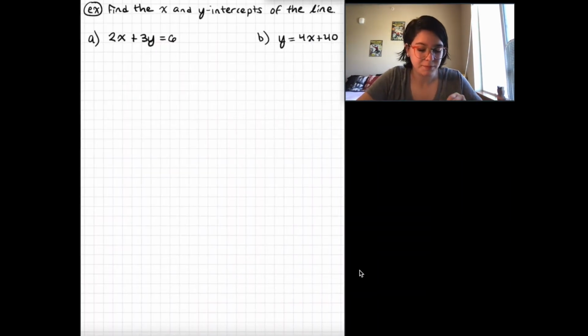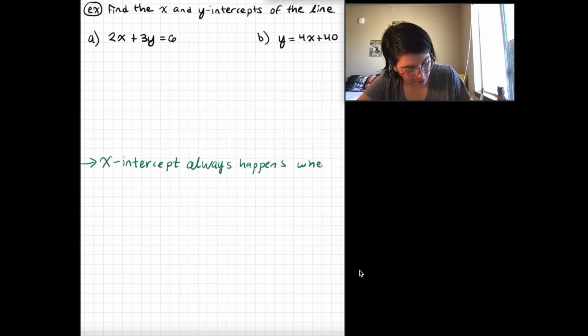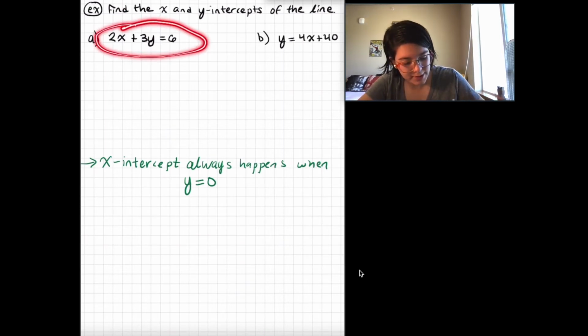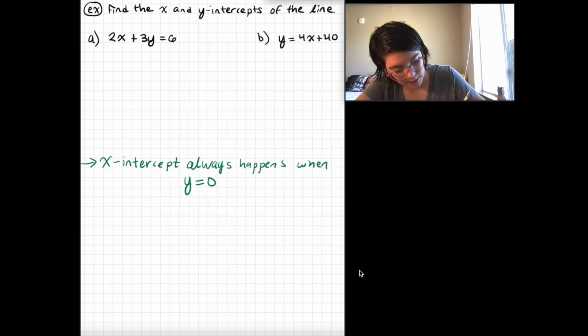So in this next example, we're asked to find the x and y-intercepts of the line. So we can apply a general rule to this. Our x-intercept always happens when y equals 0. So if we have the line 2x plus 3y is equal to 6, to find our x-coordinate, we can use the information we know, y equals 0, and plug that in to solve for x. So let's try it.